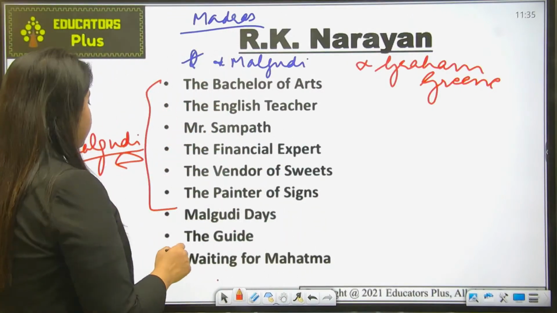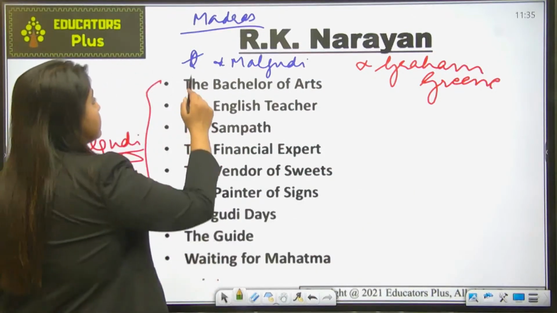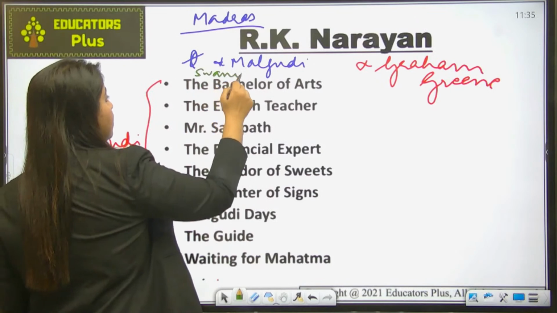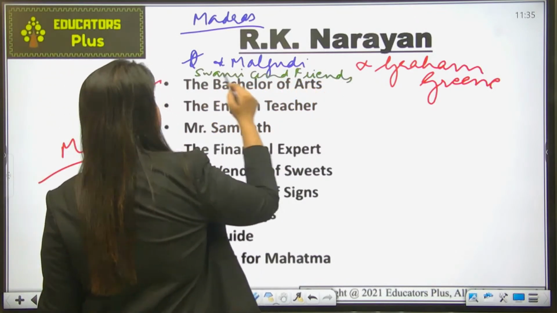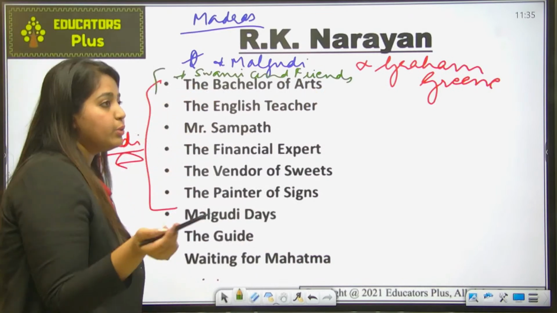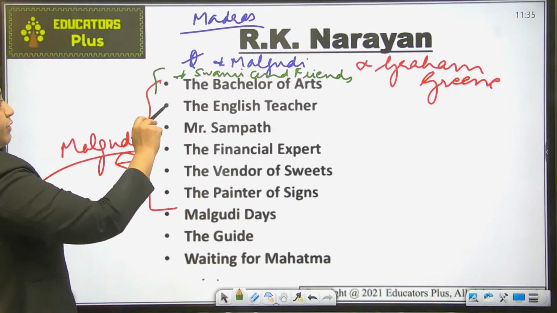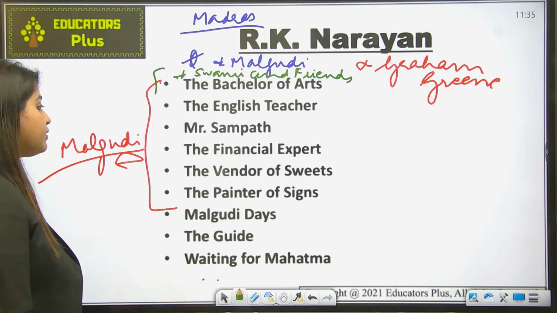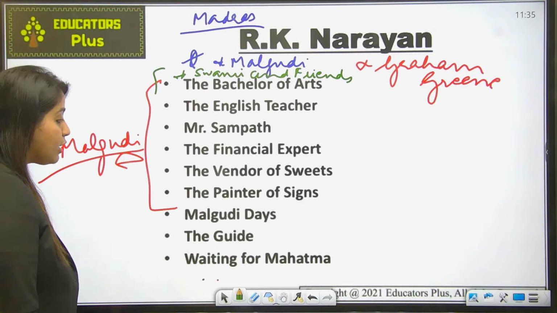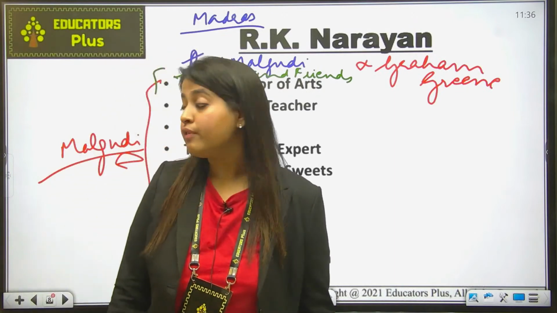And what was his first work? What is the first work of R.K. Narayan? That is Swami and Friends. Swami and Friends is the first work of R.K. Narayan, in which Malgudi was a setting. So all these works, Swami and Friends, The Bachelor of Arts, The English Teacher, Mr. Sampath, The Financial Expert, The Vendor of Sweets, The Painter of Signs, and Malgudi Days, all of them have been set in a fictional town of Malgudi.